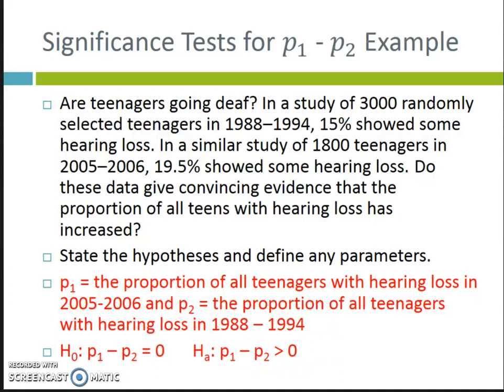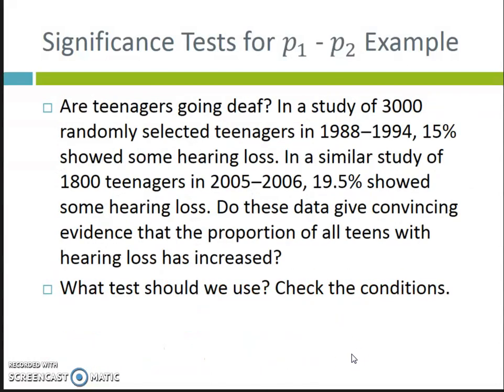Okay? So, my hypotheses, I want to know, is there a difference between the two? And I want to know, has it increased? Has the proportion of all teens with hearing loss increased? So that's why I was specific here. Instead of just saying all teenagers, it's teenagers with hearing loss, because that's what I'm trying to estimate. So if I want to say it's increased, if P1 is my most recent year and P2 is the one before that, that means P1 would be greater, and that's why I'm saying this difference is greater than 0.